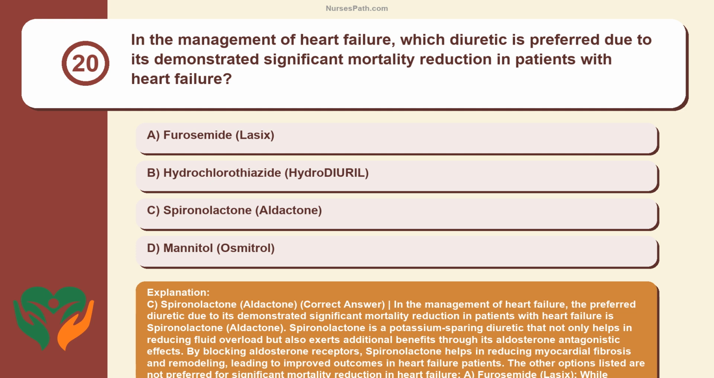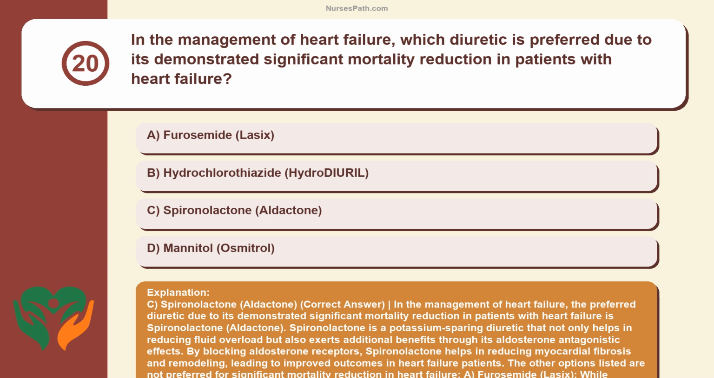Spironolactone is a potassium-sparing diuretic that not only helps in reducing fluid overload, but also exerts additional benefits through its aldosterone antagonistic effects. By blocking aldosterone receptors, spironolactone helps in reducing myocardial fibrosis and remodeling, leading to improved outcomes in heart failure patients. The other options listed are not preferred for significant mortality reduction in heart failure. A. Furosemide, Lasix, while furosemide is commonly used to manage fluid overload in heart failure, it does not offer the same mortality benefits as spironolactone. B. Hydrochlorothiazide.